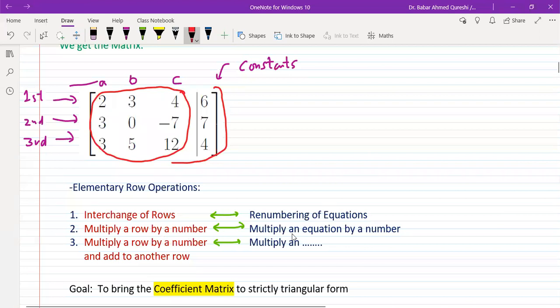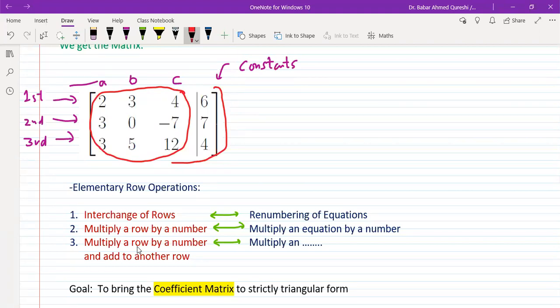Then just like you can multiply an equation by a number, an equation becomes a row in your matrix, so you can multiply a row by a number. And similarly, like you can multiply an equation by a number and add to another equation, that becomes multiply a row by a number and add to another row. So these three allowed things you're always allowed to do, and the new matrix you get is still describing the same system. These are called the elementary row operations.